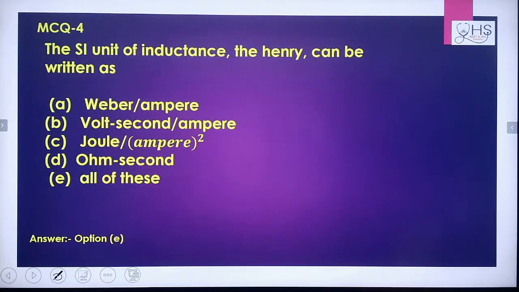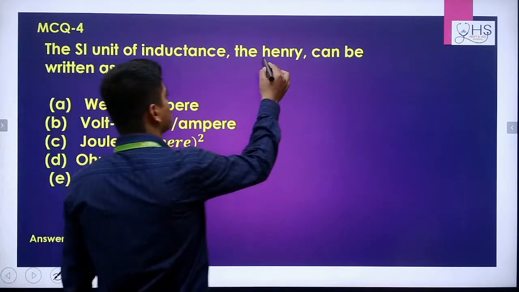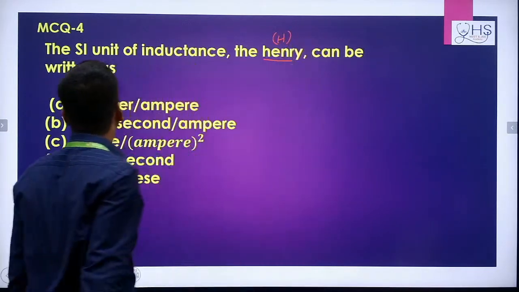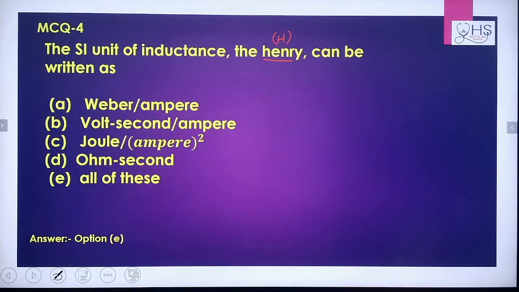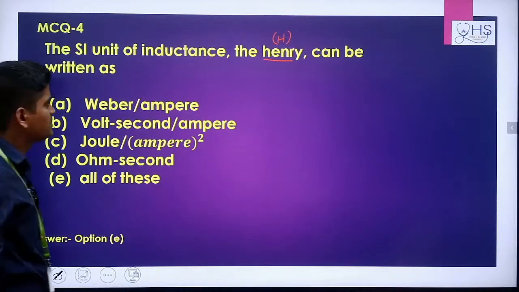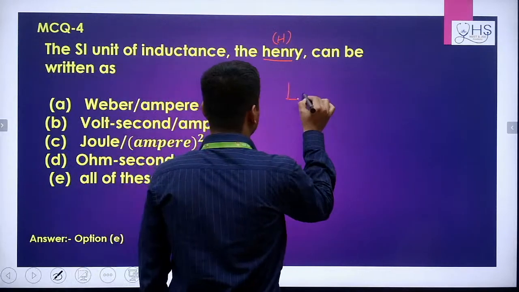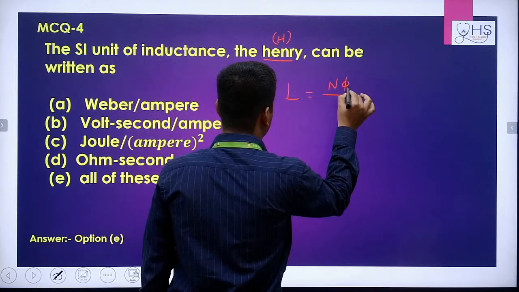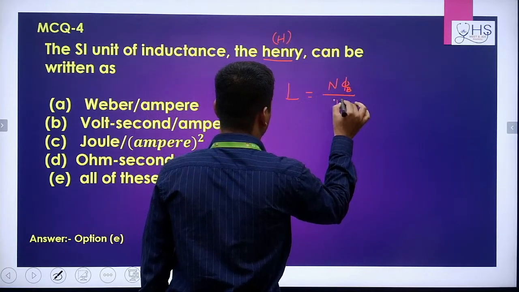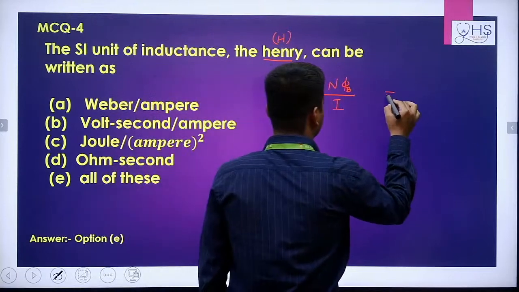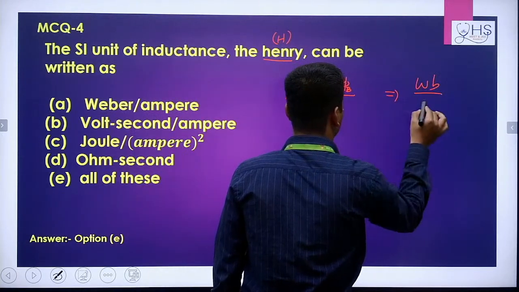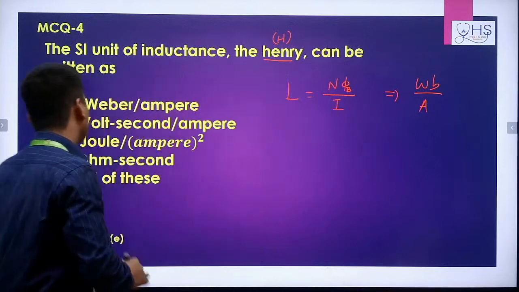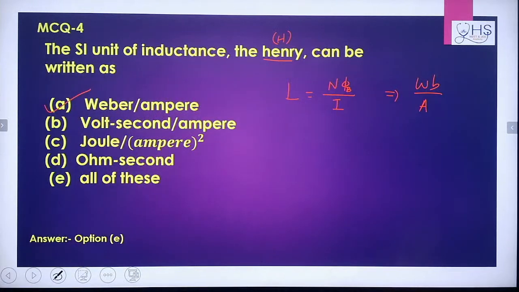Now, the SI unit of inductance, the Henry, which you already know, is represented by the symbol capital H, and can be written as Weber by ampere, volt into second by ampere, joule by ampere square, ohm into second, all of this. Everything is given here. First let's understand the self-inductance formula. Self-inductance is total magnetic flux by current. Magnetic flux is in Weber and current is in ampere, so the SI unit I can write is Weber by ampere, or Weber into ampere inverse. This is also correct.